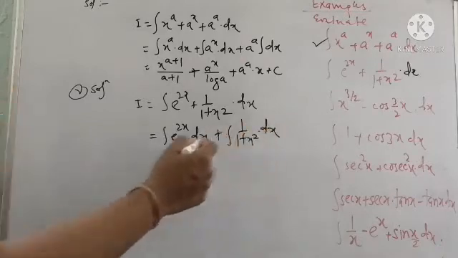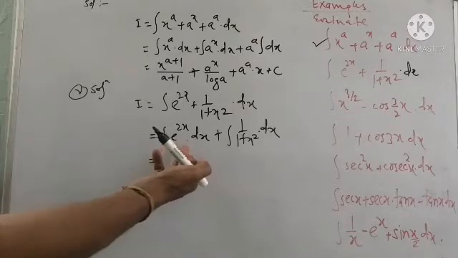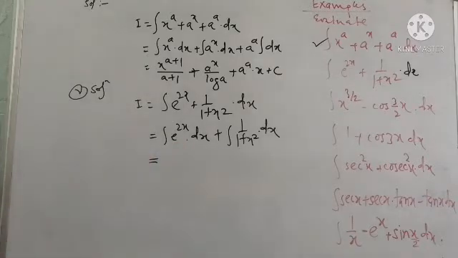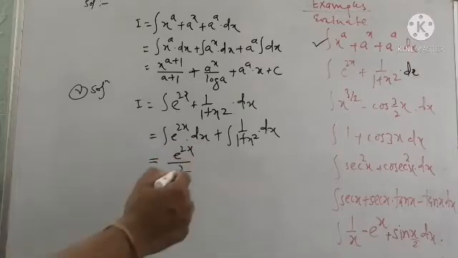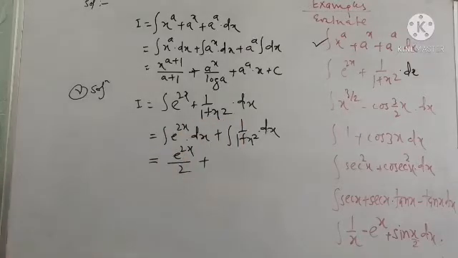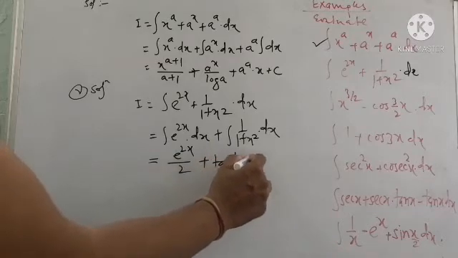Now e raised to 2x is a standard integration having the coefficient of x as 2. As we know by the note, we put the coefficient of x in the denominator of the integration. The exponential function e raised to x has integration e raised to x, so e raised to 2x has integration e raised to 2x divided by the coefficient of x, which is 2. Plus, 1 upon 1 plus x square is a standard integration as it is the derivative of tan inverse of x. So the integration of 1 upon 1 plus x square is always tan inverse of x plus c.